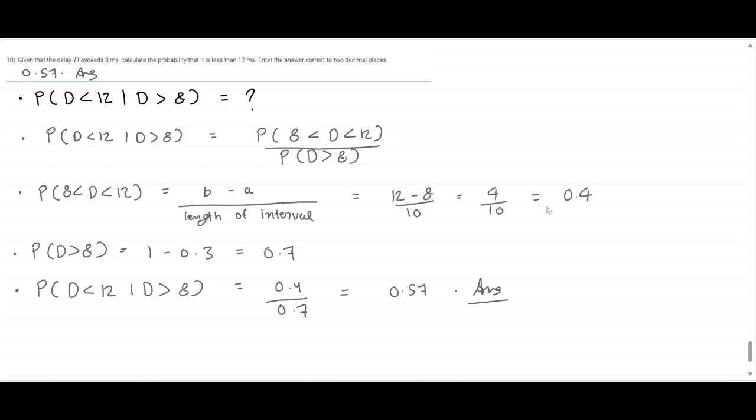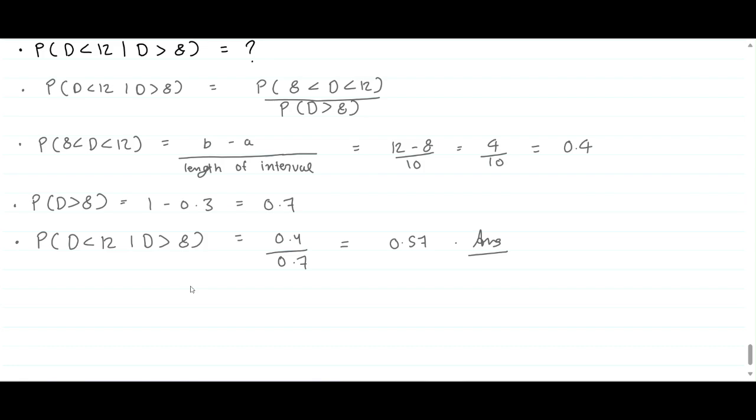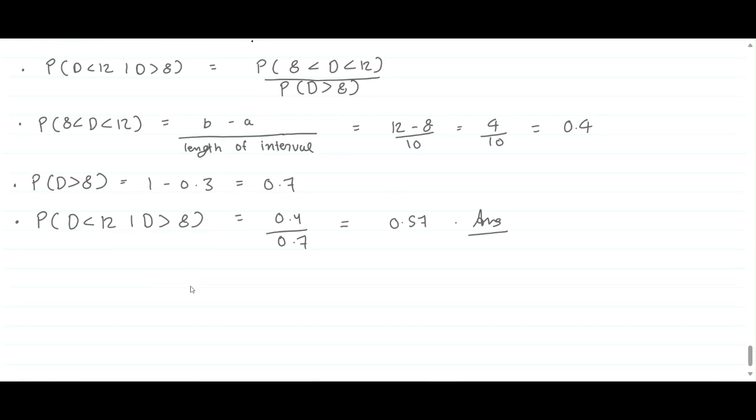And in the previous question, we got the probability of D less than 8 as 0.3. So the probability of D greater than 8 is 1 minus 0.3, which is 0.7. Hence, the probability of D less than 12 under the condition D is greater than 8 is 0.4 by 0.7, which is equal to 0.57. Okay, so that is it for the graded assignment of Week 4 in Stats 2.